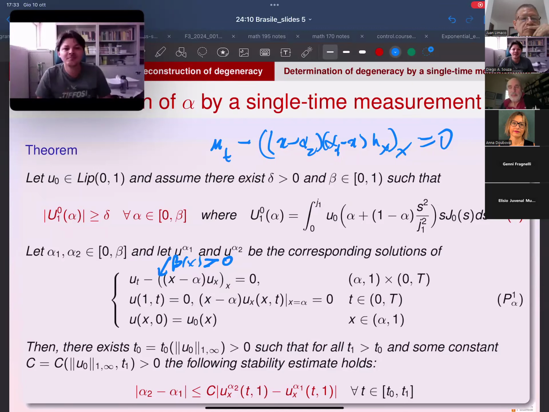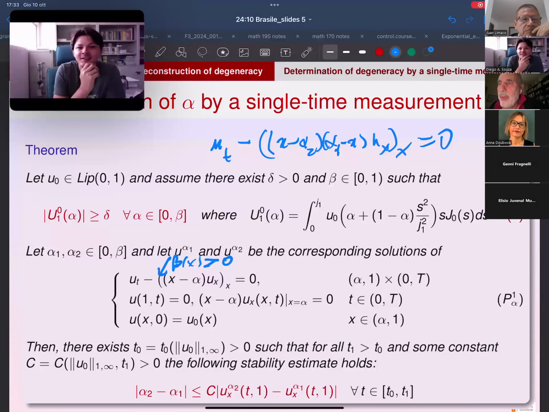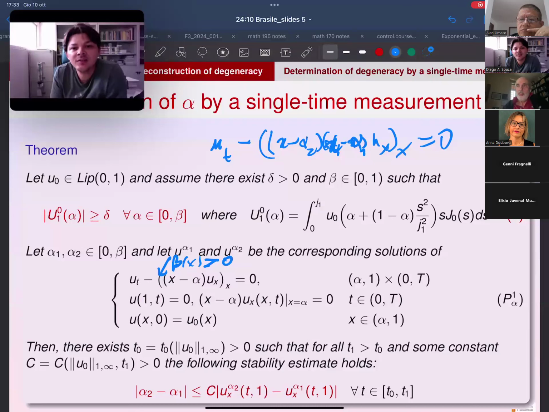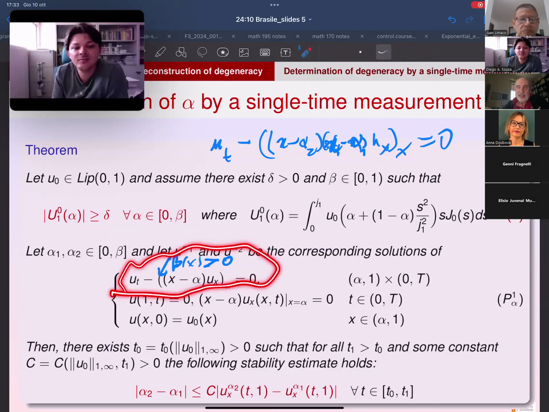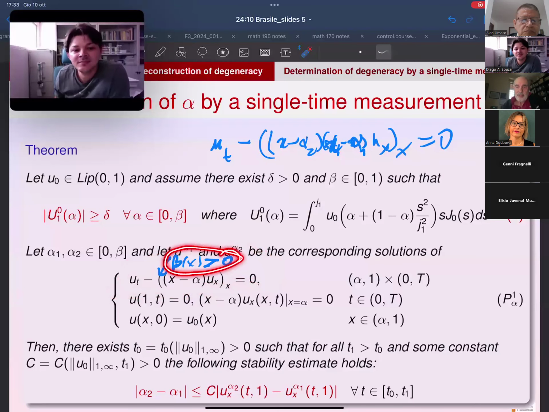Okay. This x minus alpha 1 should be x minus alpha 1. Okay. So in order to study that kind of situation, you would have to extend this result to something like this with a non-degenerate part here. Okay, very good.